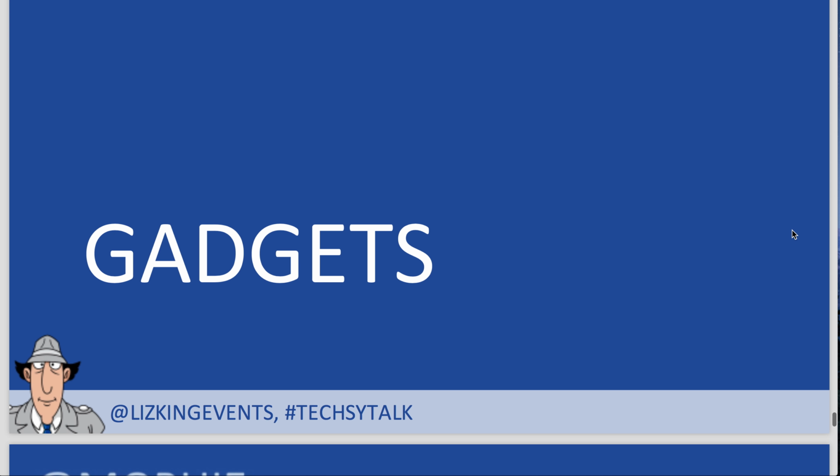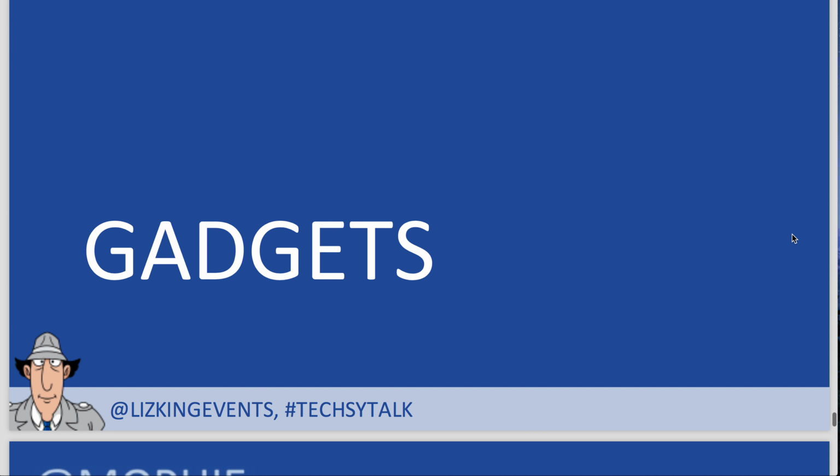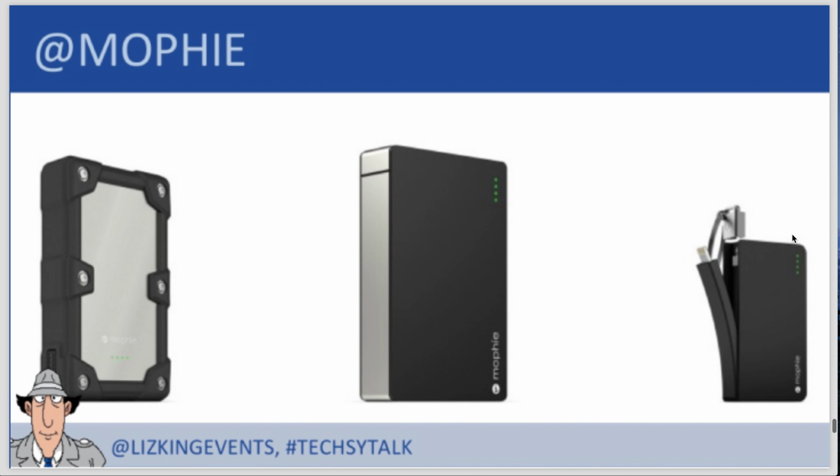All right, so this last section is gadgets. These are not apps, but they're actual products that you will definitely enjoy. Mophie is a backup charger, so it comes in different sizes and different shapes and styles, but the idea is that you charge up this device, and then while you're on the go, let's say your phone is dying, you can plug your phone into this device instead of searching for an outlet.